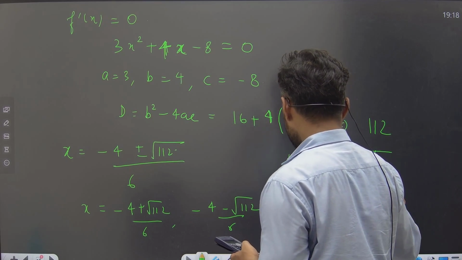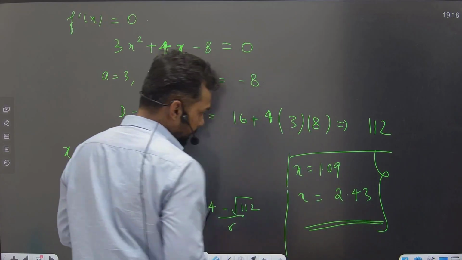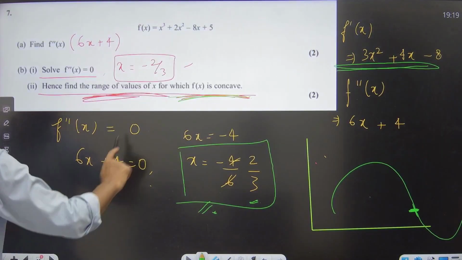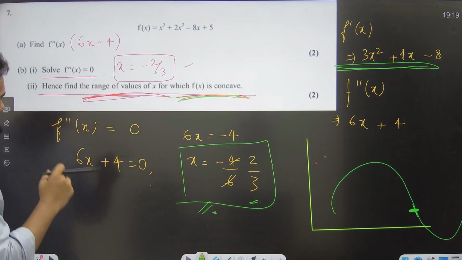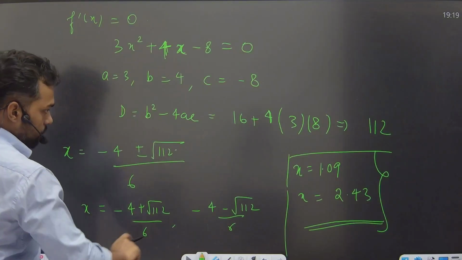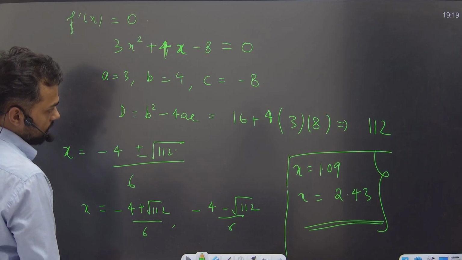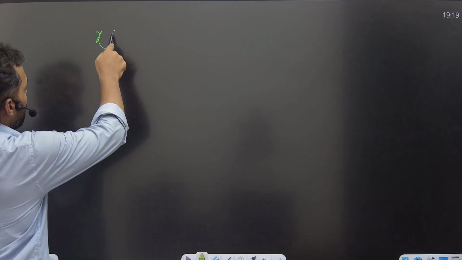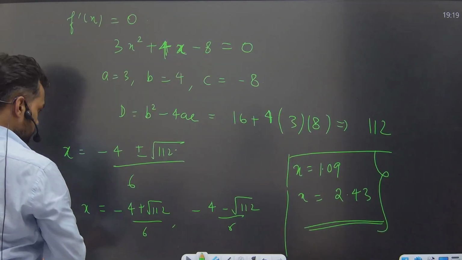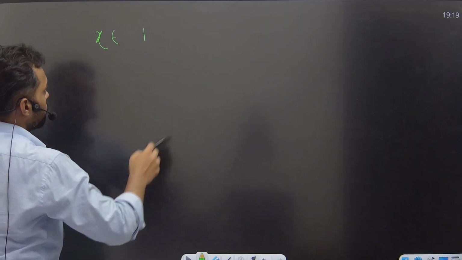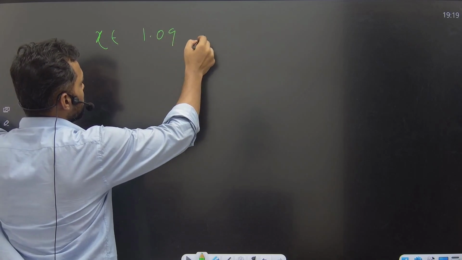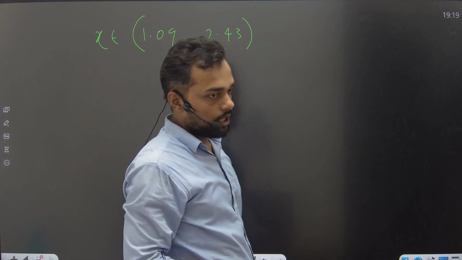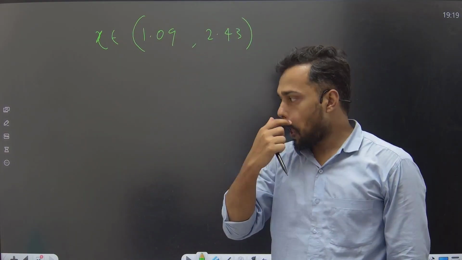So this is the range of values of x, student, for which f(x) is concave. So x will belong from 1.09 to 2.43. Okay, this part will be the concave part in which the slope will be downwards.